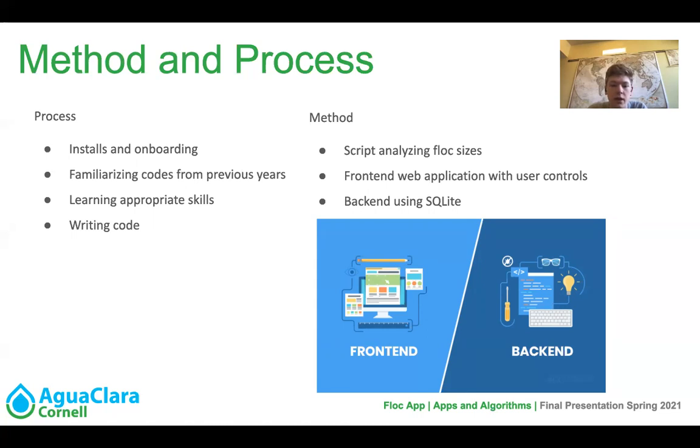And then the way that our app works is we have three components. We have a Python script that analyzes the flock sizes from an image. And then we have a front end web app that has the user controls and all the buttons to control how the image works. And then we have a backend database in SQLite. And the way it works is the front end web app will start taking photos and send those photos to a script. And that script will store the data into the back end. And then the front end will load the data from the back end and display that back to the user.